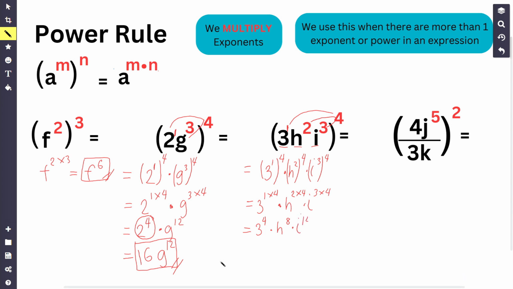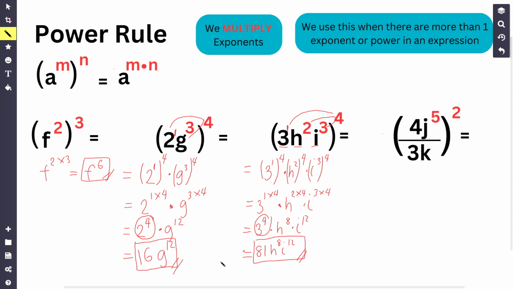That is 12. But again, please take note that this one here, the 3 raised to 4, can still be simplified, right? 3 raised to 4, which means 3 times 3 times 3 times 3, is equal to 81. And then we have our h raised to 8, and then i raised to 12. So this is going to be our final answer. I hope this one is clear. Okay, let's have the last one.